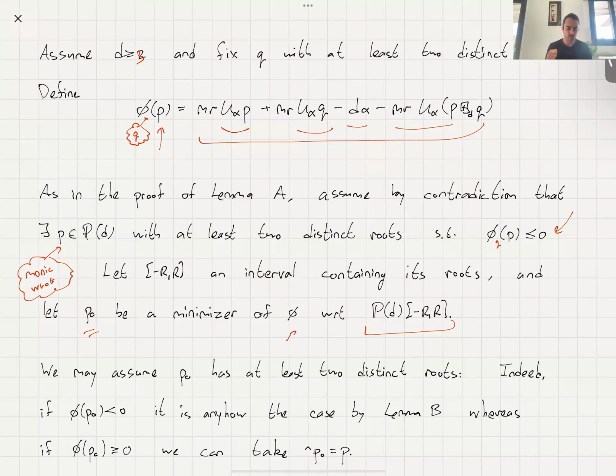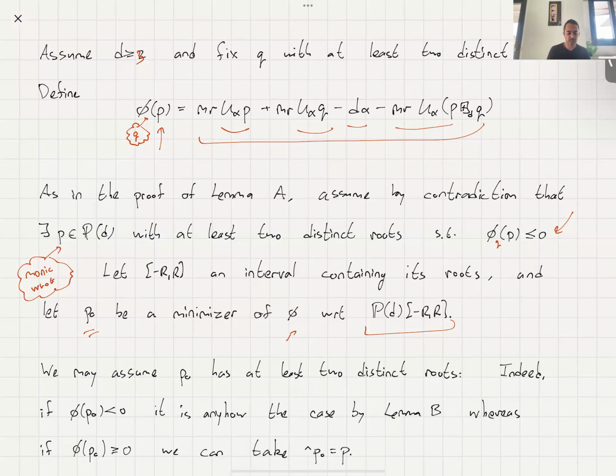It would be more difficult to work with P because we know nothing about it, but for the fact that it's a contradicting assumption, P0 is a minimizer for phi, so you have something to actually contradict. And here we use compactness as before. And as before, as in lemma A, we can also assume that P0 has at least two distinct roots. Again, if phi of P0 is strictly negative, then lemma B implies that, because lemma B tells us that you cannot have a repeated root and have phi strictly smaller than 0.